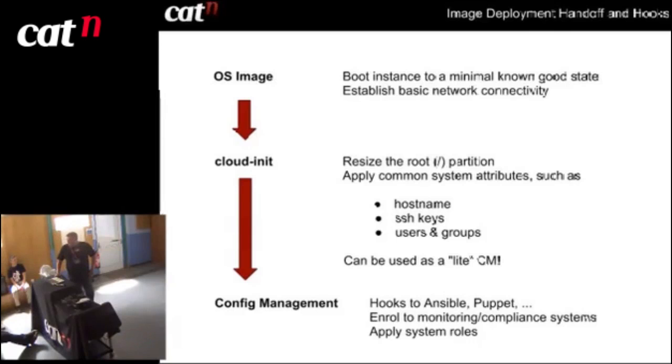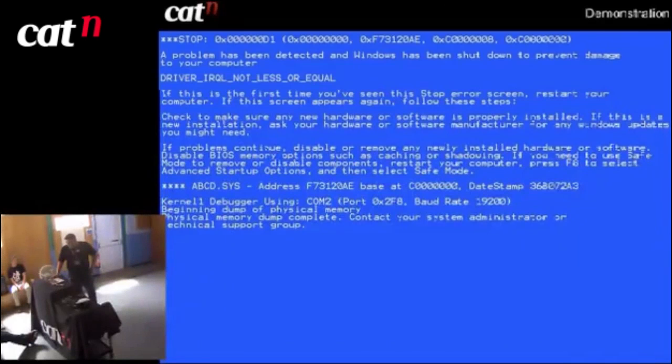If you don't want to go all the way into Puppet or Ansible, you can actually use that as a light configuration management system in itself. Or if you are doing some more heavyweight CM stuff, you can hand off directly to Ansible and Puppet and whatever you happen to be using. You can also use that to enroll with monitoring, enroll with your compliance systems, and anything else that you need it to do, really. Right, that must be the demo.